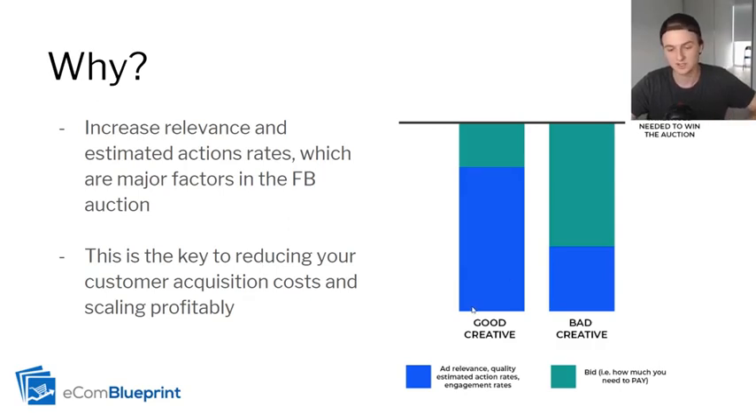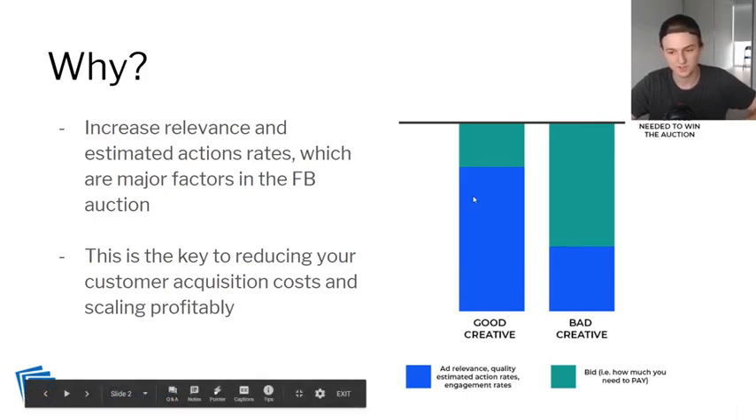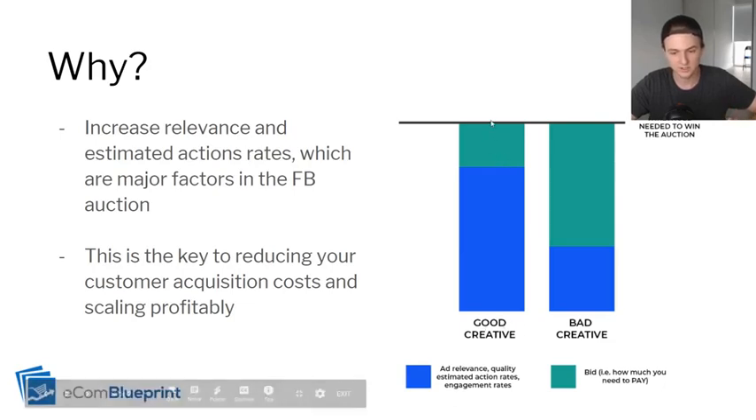And I've already explained this in the important Facebook ads theory, the first lesson in this module. So if you haven't watched that, I'd recommend watching it. And this graph sums it up, right? So with a good creative, you have to pay a lot less. This green part is how much you have to pay. With a bad creative, you have to pay a lot more. And so that's why you want to test a lot of creatives.